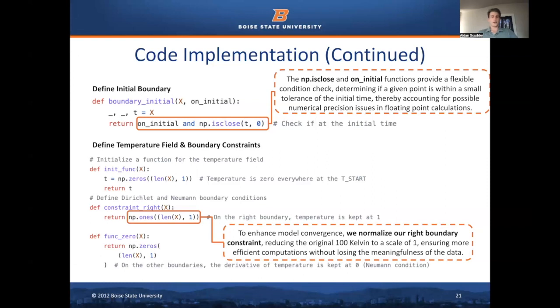Now, for the boundary constraints, we know that on the right edge, we have a constant 100 Kelvin, but we want to normalize that. And so to do that, we'll just set it to 1. For the rest of the edges, we'll just return 0.